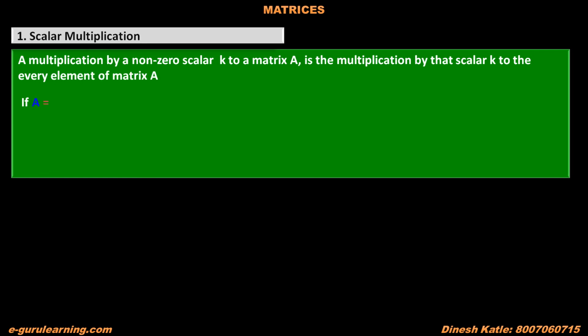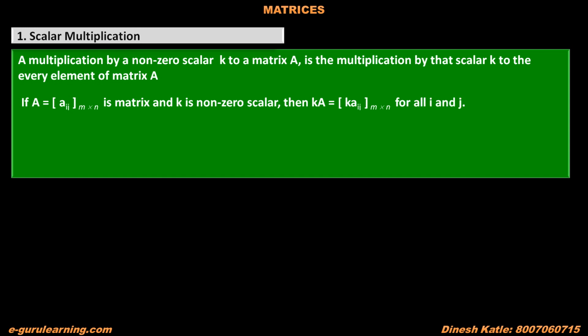If matrix A is equal to [a_ij] of order m into n is the matrix and k is a non-zero scalar, then k into A is equal to [k a_ij] of order m into n for all i and j.